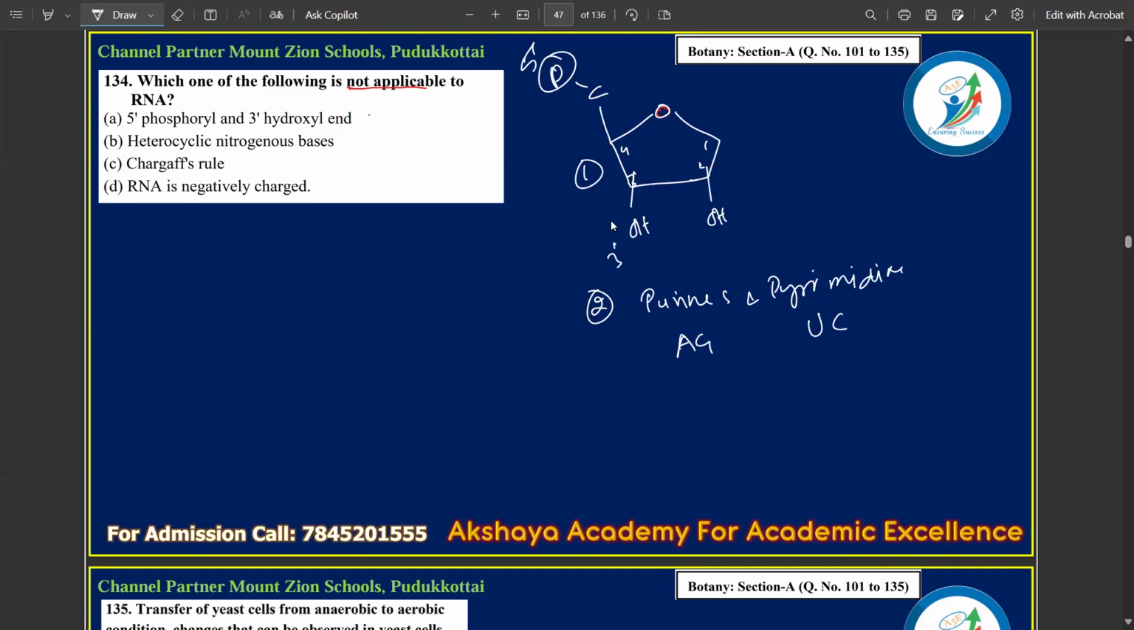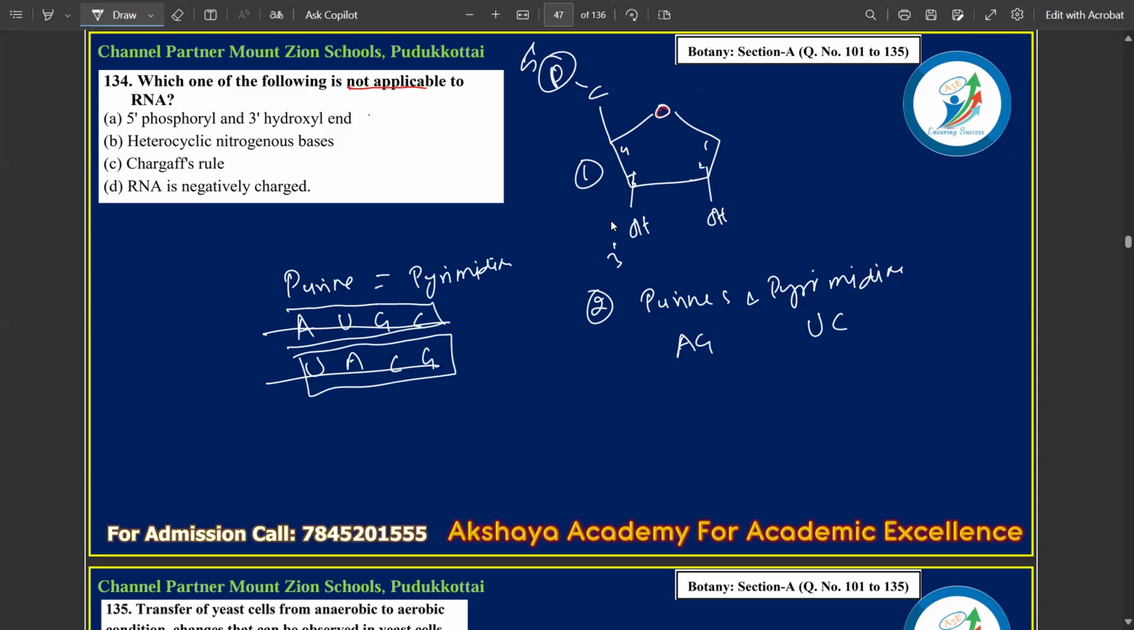Do they follow Chargaff's rule? In general, they don't, because Chargaff's rule says that the quantity of purine is equal to the quantity of pyrimidine. But this is applicable only if they are double stranded. Like you have an A here, then a U here, a U here, then an A here, a G here, a C here, a C here, a G here. If you calculate the quantity of purine and pyrimidine, it always stays the same. But this is applicable for DNA, not for RNA.